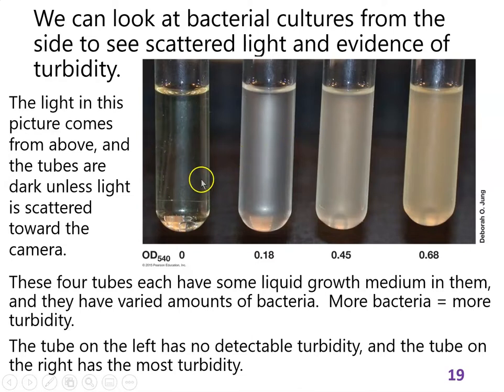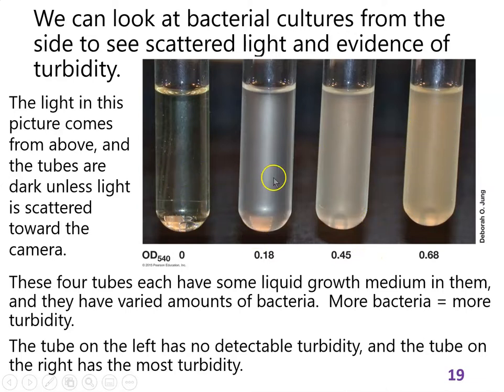So this test tube does not have any visible bacteria growing in it. There aren't enough cells to scatter enough light that we can see with our eyes. But this one has enough cells that they scatter light that we can detect. And more cells, or higher and higher population size and cells per milliliter, makes it glow more and more until it starts to absorb the light.